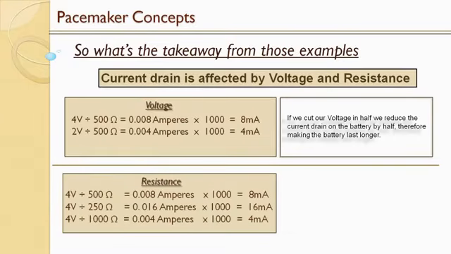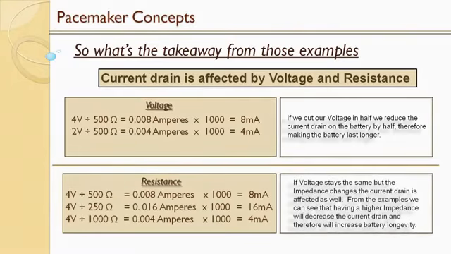We can see the same thing for resistance. If our voltage stays the same, but the impedance changes, the current drain is affected as well. From the examples, we can see that having a higher impedance will decrease the current drain and therefore will increase battery longevity.